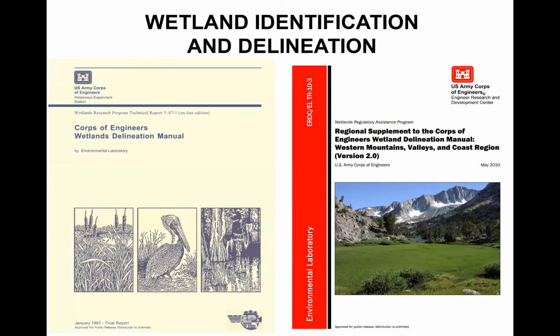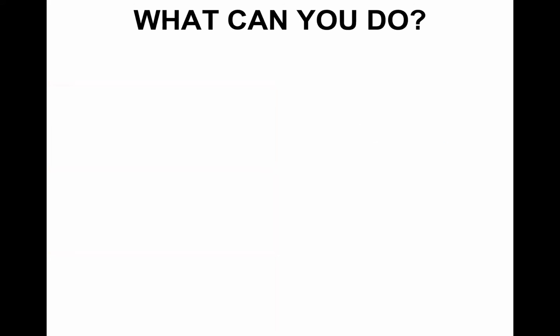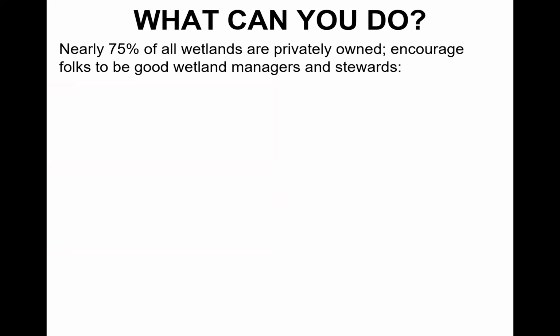And almost everybody now uses these two federal manuals, the Corps of Engineers Wetland Delineation Manual and their regional supplement to that manual. If you look at these, you'll find that they're very technical. They describe how you identify wetland hydrology, wetland vegetation, and wetland soils. And that's what wetland science practitioners use in the field when they're hired to delineate and identify wetlands on a property for regulatory purposes. So what can you do as a landowner here in the US of A?